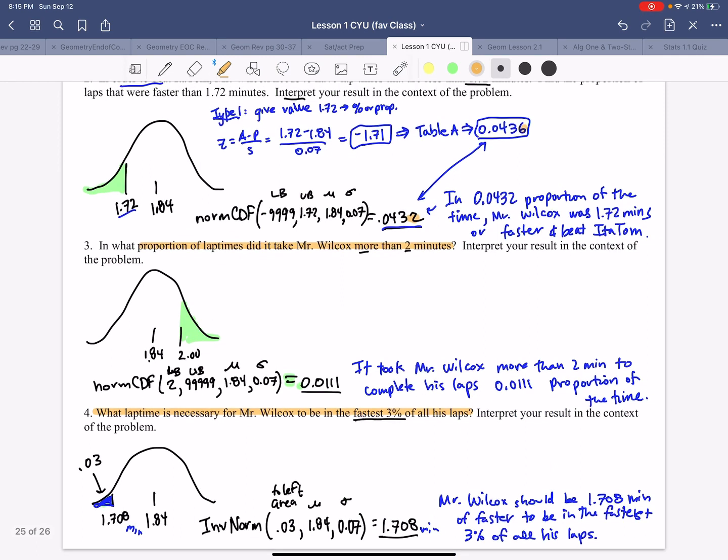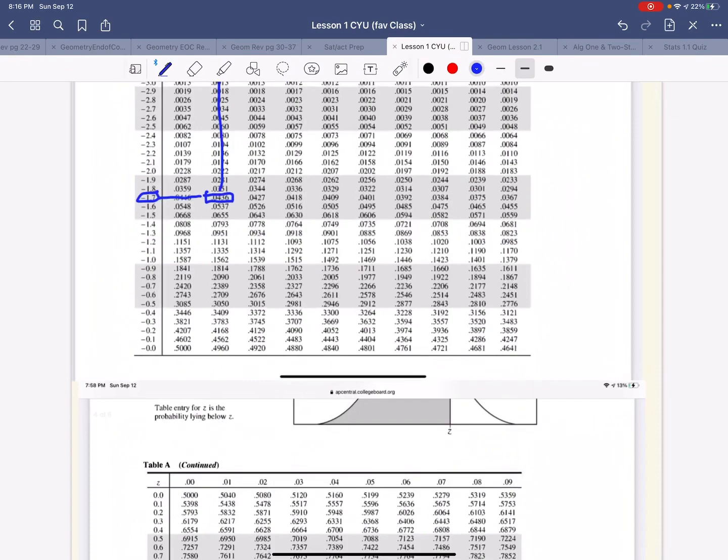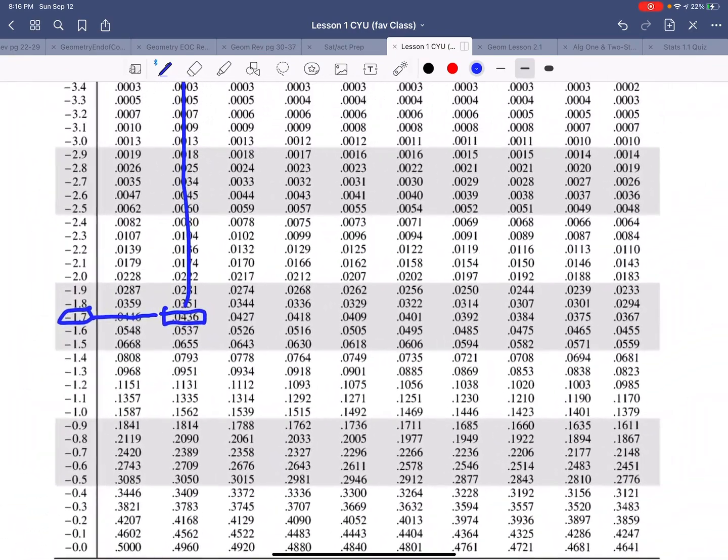All right, the next one I'd say that's probably the easiest or quickest steps is 4 because it's this one backwards. So this is a type 2. So meaning they give us a percent or a proportion, and then we're asked to find this specific value. So instead of finishing with table A, I'm going to start at table A, right? And I'm going to look for this value of that in the body of the table. So let's do it. 3%.